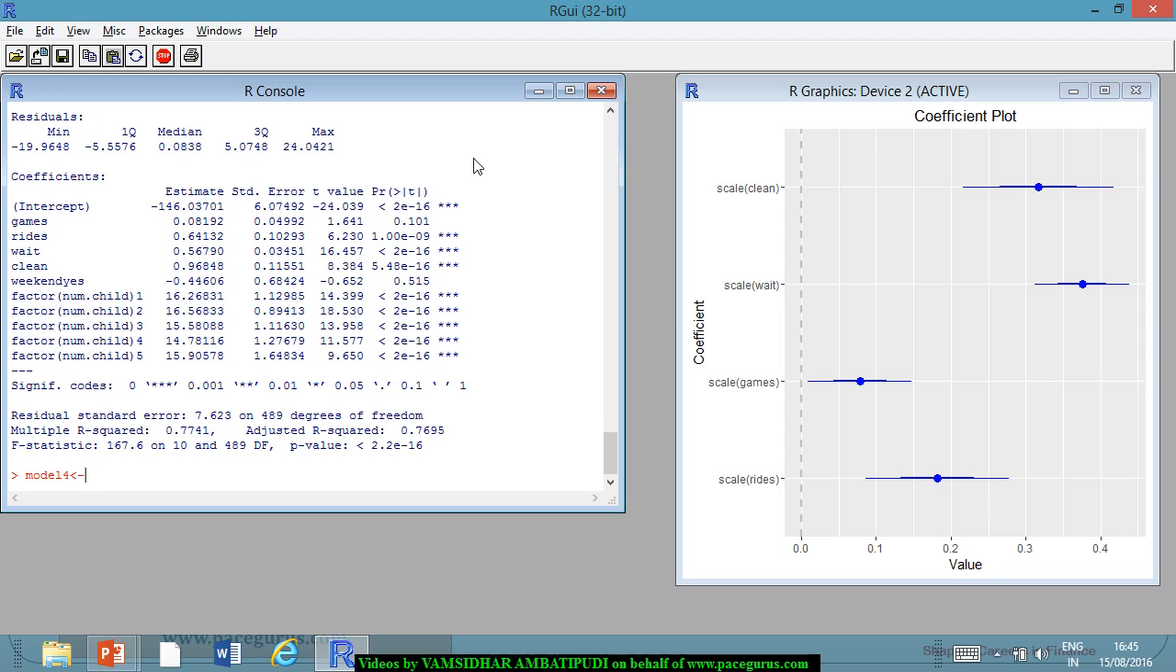So I'll use the same lm overall, and this time I go with rides, games, wait, clean, and probably I would also look at weekend. Or let me put in even weekend and even the factor of num dot child.